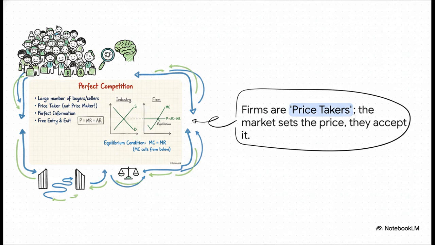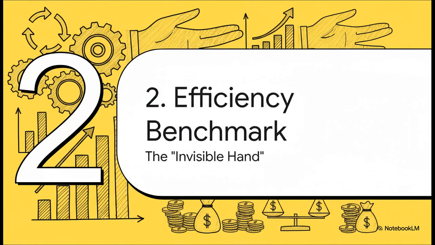And that leads to this one beautiful, simple rule. The price you pay is the same as the marginal revenue, which is the same as the average revenue. Basically, what you pay is exactly what the firm gets for selling you one more thing. Simple. So why do we even care about this fantasy land? Well, because it gives us a gold standard, a benchmark for what a truly efficient market looks like. A market that gets the absolute most value out of the resources we have.